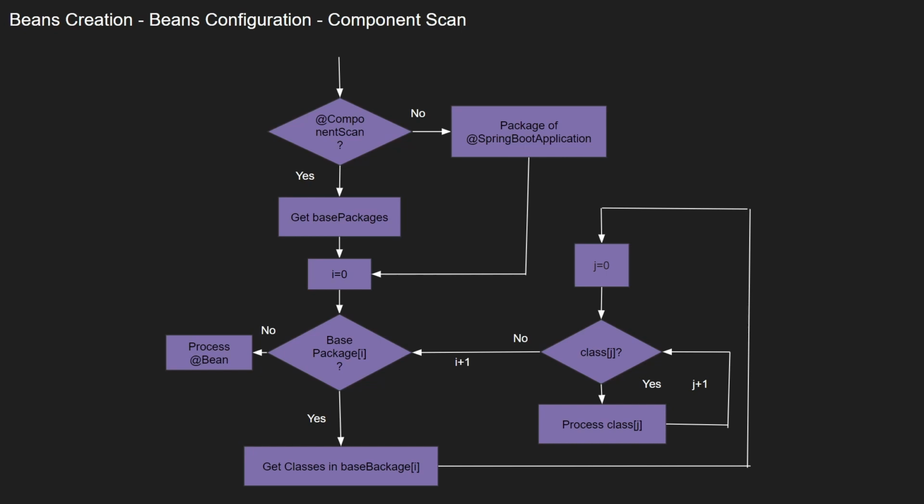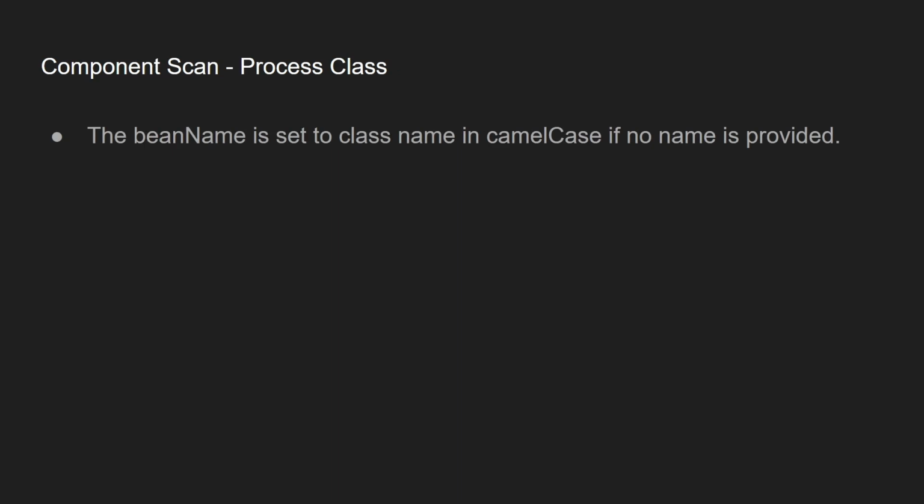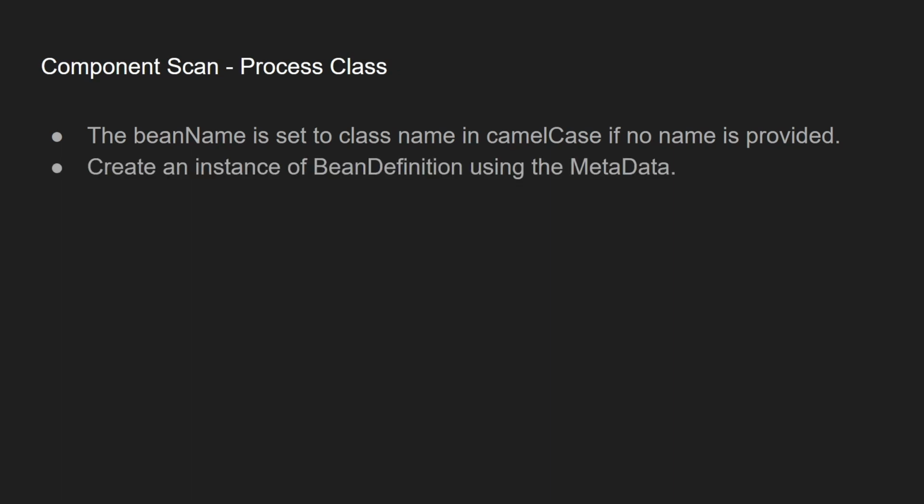Let's see what happens in the process class functionality of this component scan. In the process class implementation, the bean name is set to the class name. For each of your classes defined with the annotation component and all the stuff, it sets the bean name to the class name in camel case if there is no name defined for that class. And then it creates an instance of bean definition using the metadata information. There is a class called metadata reader. From that metadata reader, all the metadata information is stored in the metadata object, and using this metadata object, we initialize the bean definition object.